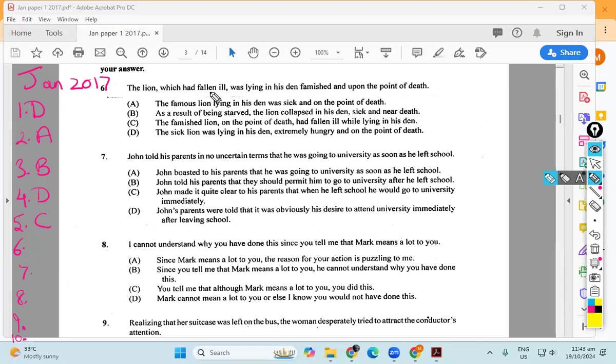The lion, which had fallen ill, was lying in his den, famished and upon the point of death. The famous lion, did they call the lion famous? No, they didn't, right? So that is wrong. We don't have to read the rest.